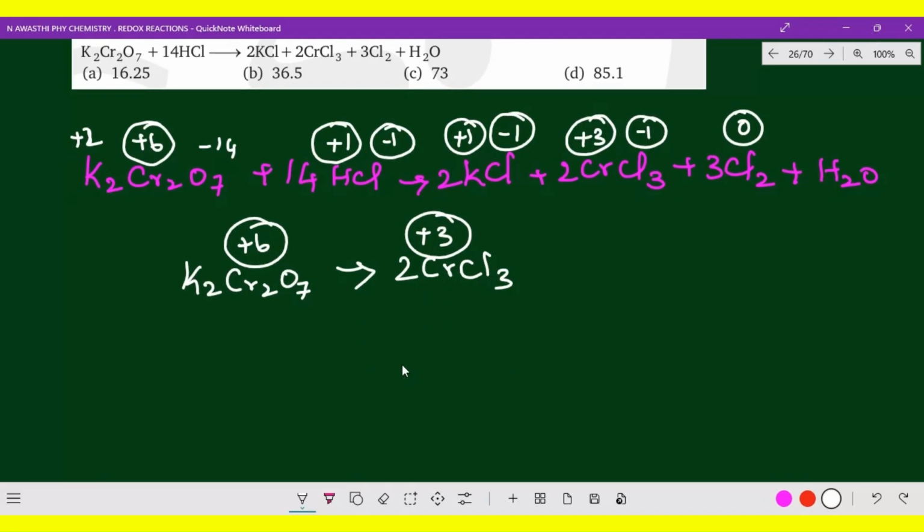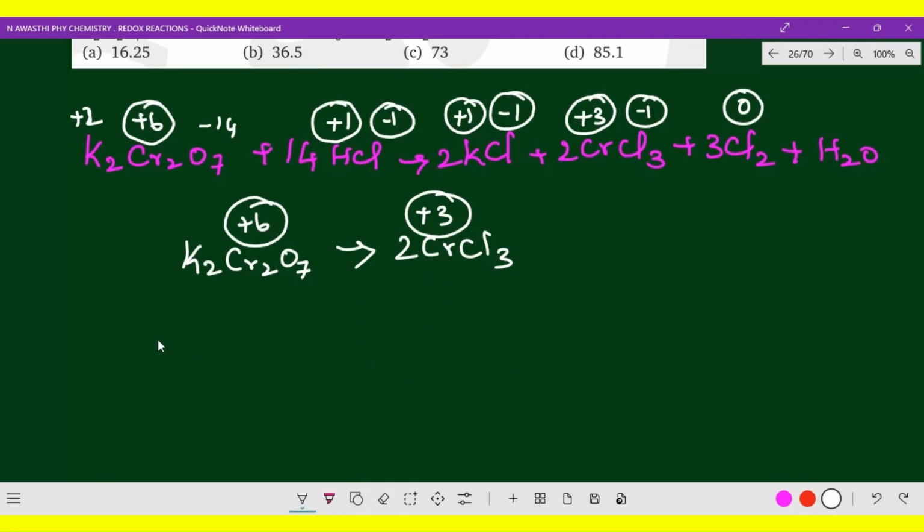Okay, now the next one, HCl. Here actually it is 14 HCl. So 14 HCl only we have to consider, we cannot consider only HCl. We have to consider the stoichiometric coefficient, like balancing the equation, that we have to identify.